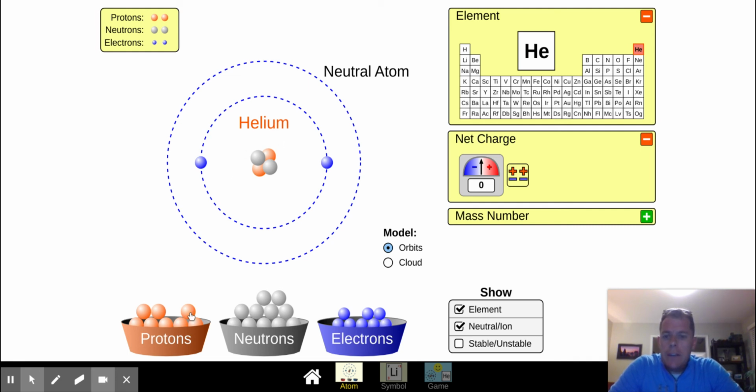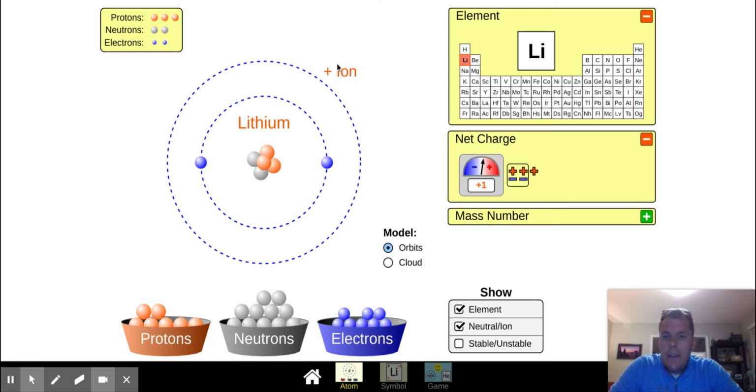So watch what happens here. I take a third proton, and now I don't have helium anymore. Now I have lithium. All right, because lithium is atomic number 3. All right, so that is a different atom than helium, which has 2 protons.